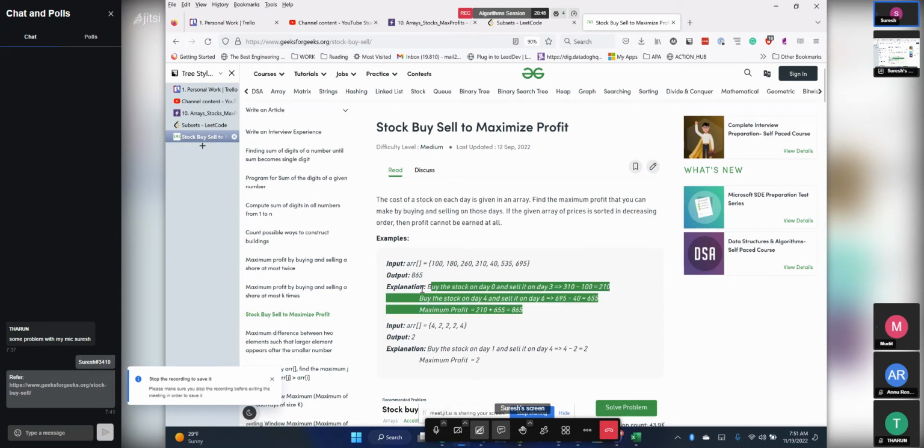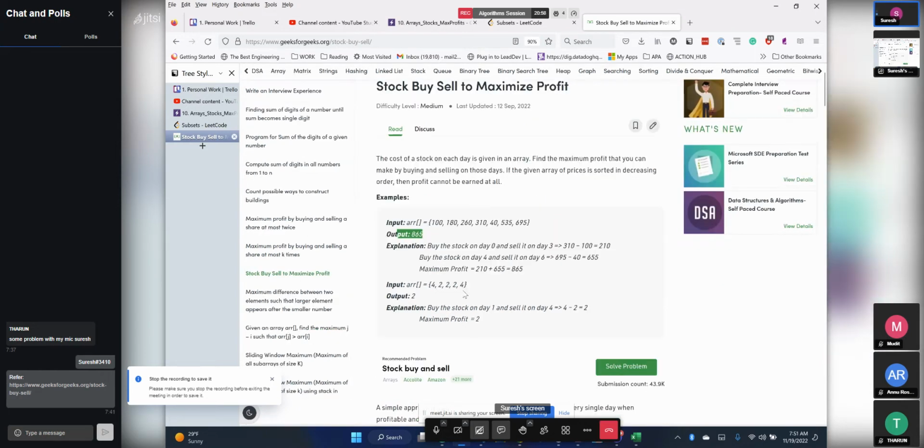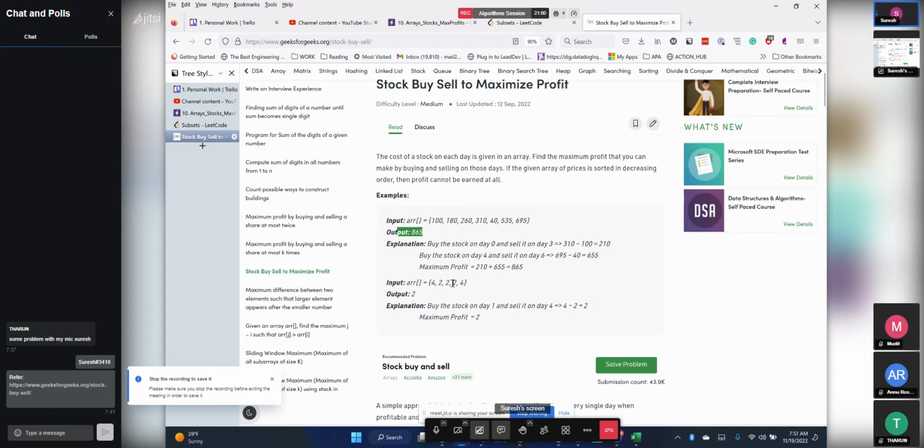So basically the input is like this: you can buy two times, you can sell two times. Make sure you get the maximum profit out of it. So let's simplify the question. Just you can buy one time, you can sell one time. So let's look at the second one. 4 2 2 2 4, simple numbers. The value of the stock is 4, and the next 3 days it is just 2, and then it went to 4. What is the maximum profit?